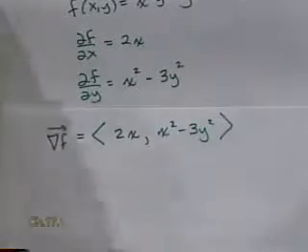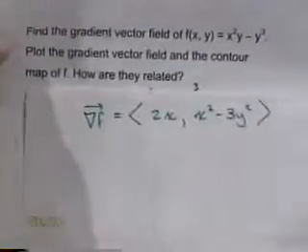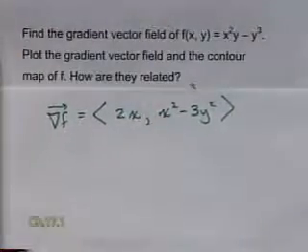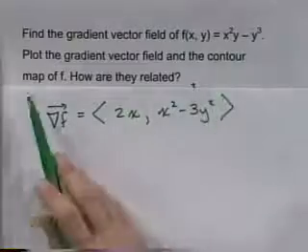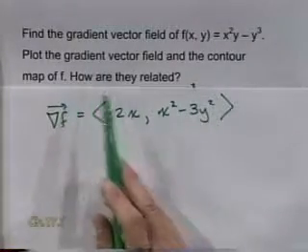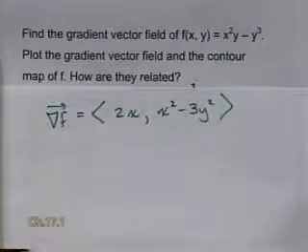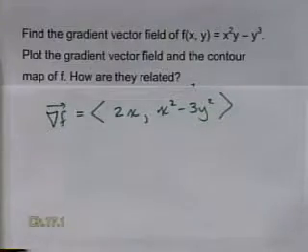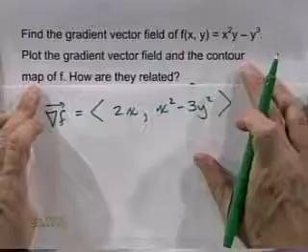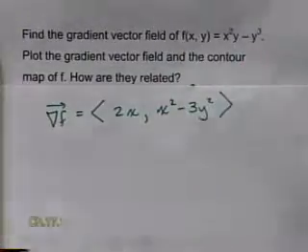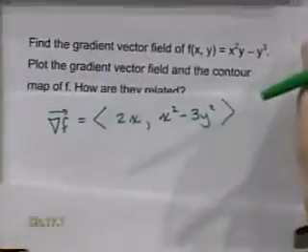All right. Now, what they want us to do is plot the gradient vector field and the contour map of f all in one graph. And they want us to talk about how they are related. Now, does anybody remember what contour map was? We're not going to do this with pencil and paper. We're going to use Maple to do this for us.